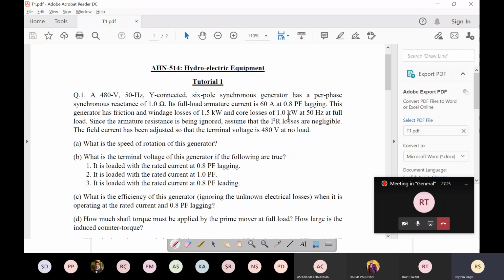So this core loss, as you can recall, comprises the hysteresis and eddy current losses, which are incurred for setting up the magnetic field in the core of the machine. Okay, at 50 hertz at full load. Since the armature resistance is being ignored, assume that I square R losses are negligible. So the problem has been simplified. We are saying that armature resistance has been ignored, so there is no I square R loss we are assuming. And finally, the field current has been adjusted so that the terminal voltage is 480 volt at no load.